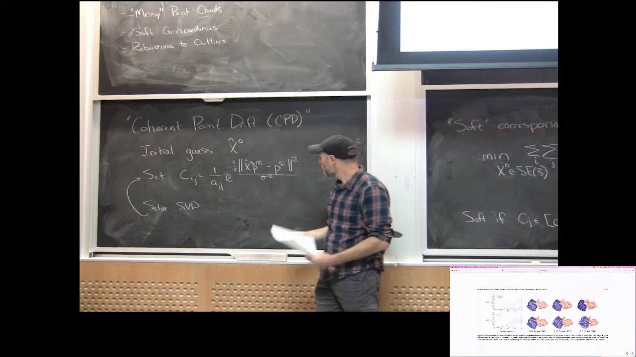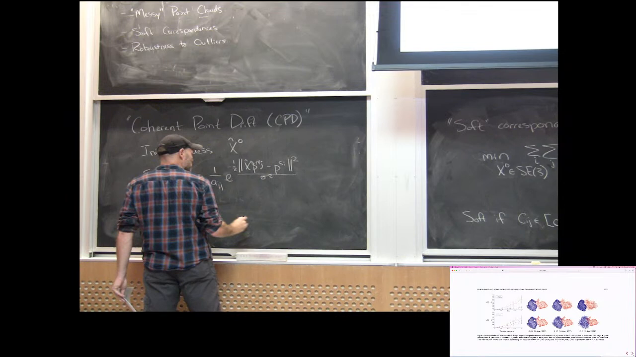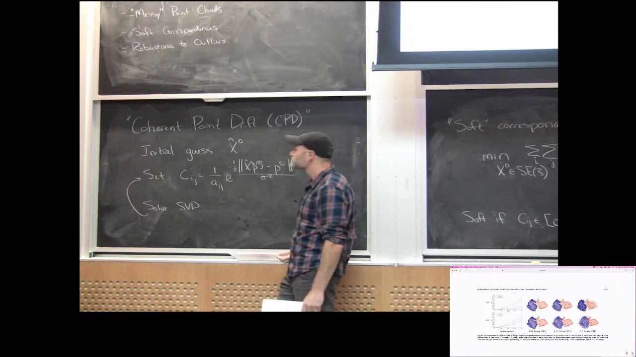I'd like one of those to be J. I wrote that whole term too quickly, clearly. Thank you. And this is also a function of I and J. I think that's right. Good catch.